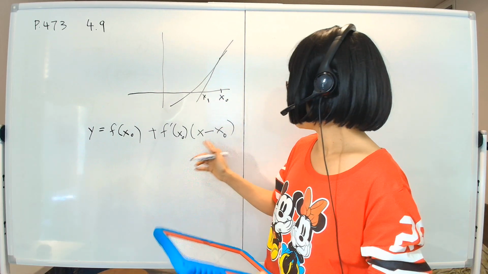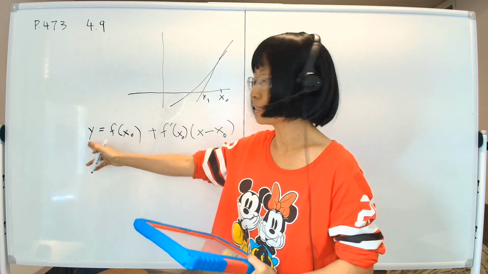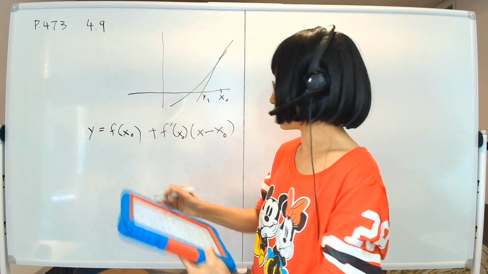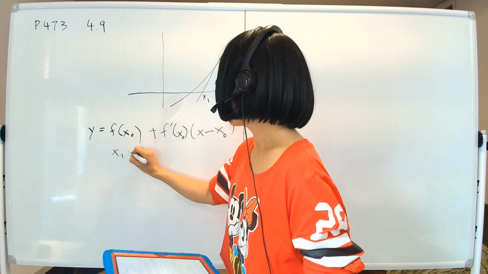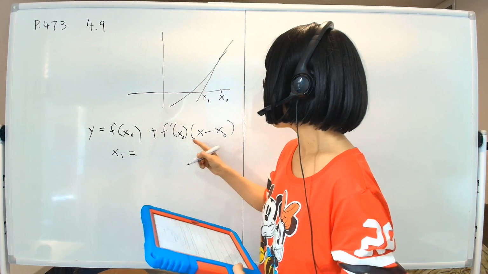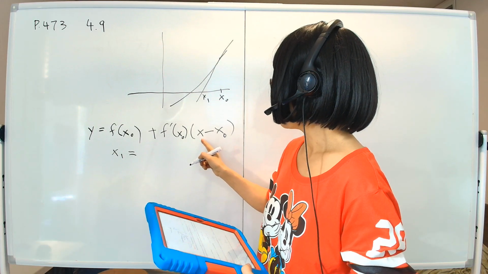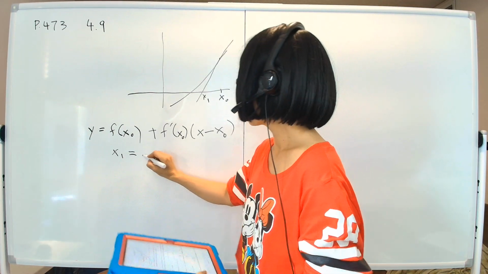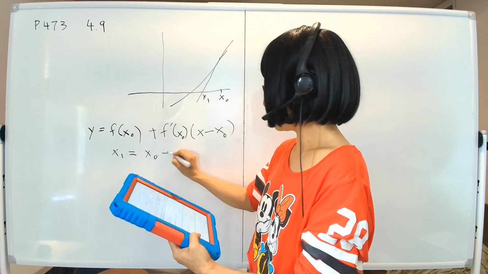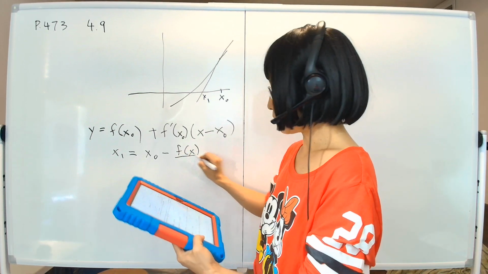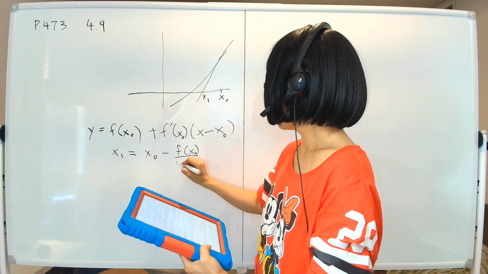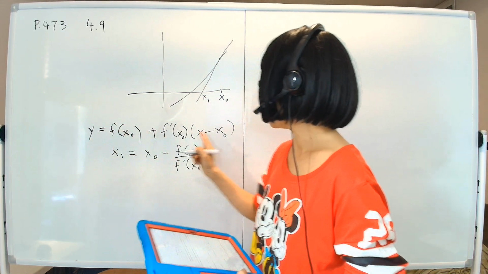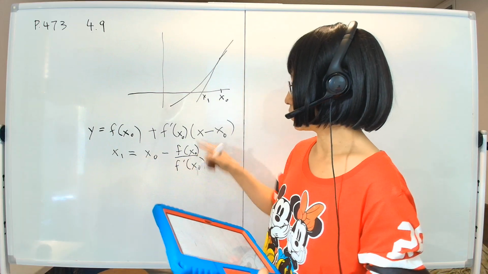And what is x1? X1 is the result of setting this equation equal to 0, and if you do that, we will come up with something like this, okay? I will skip the details of the basic algebra and just say that if you set the equation equal to 0, then x1 will be equal to x0 minus f of x0 divided by f prime of x0. That is, if you set the equation to 0 and then solve for x, then eventually this will come out.